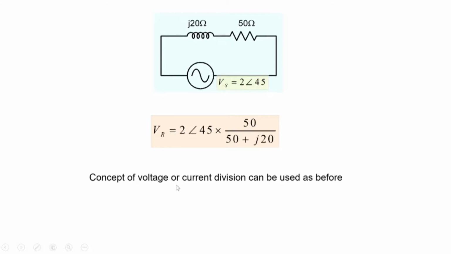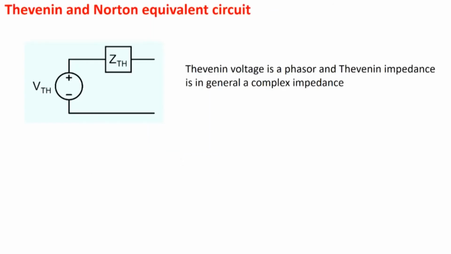So the concepts of voltage or current division, all those things that we have studied, they're all valid. We have a linear circuit. The only thing is we are talking in terms of phasors. And the relationship between the phasor current and the phasor voltage is all a linear relationship. So all those things that we studied, they're all valid.